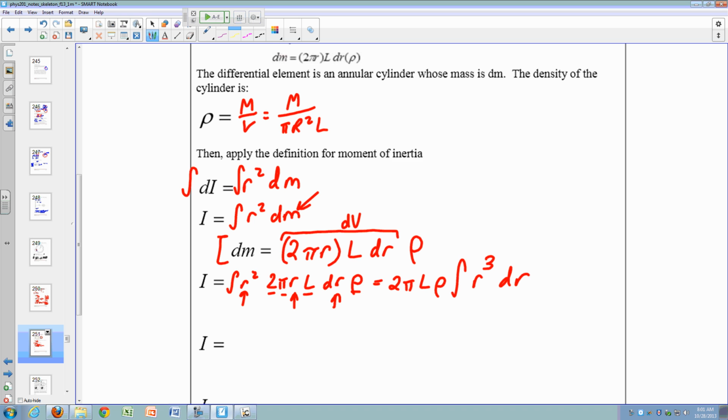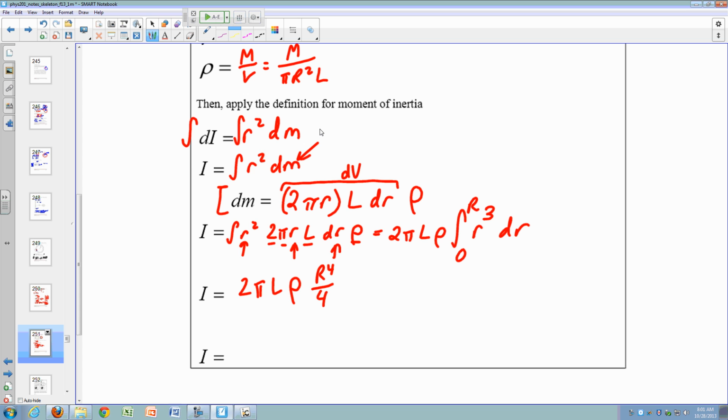What are my limits of integration for this? 0 to R, right. So I'm moving from the center out to the edge, which is 0 to R. Remember before, we were going from negative L over 2 to positive L over 2. So your limits are going to be different depending on your situation. They're not always 0 to something. 0 to big R. So that's going to be 2 pi L rho r to the 4th over 4. But then I can simplify it and put it in terms of m and r squared. Let's see.